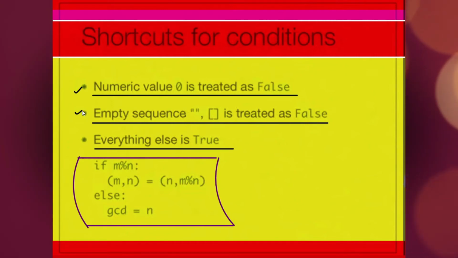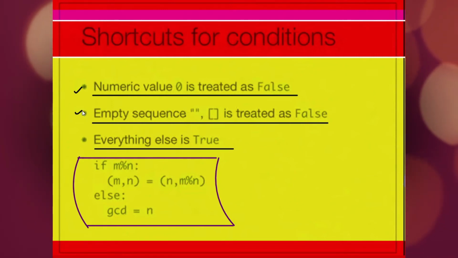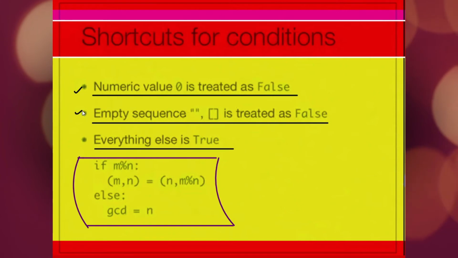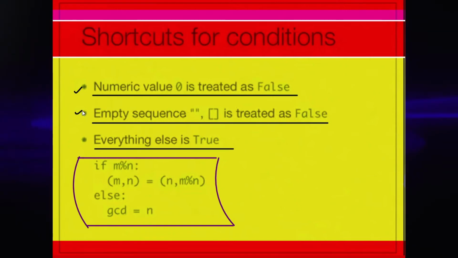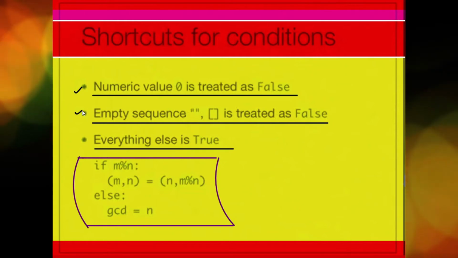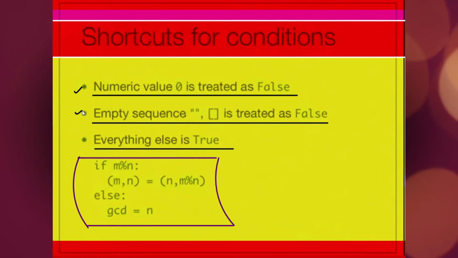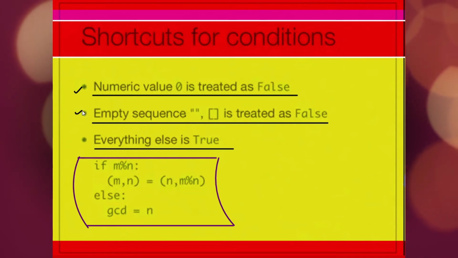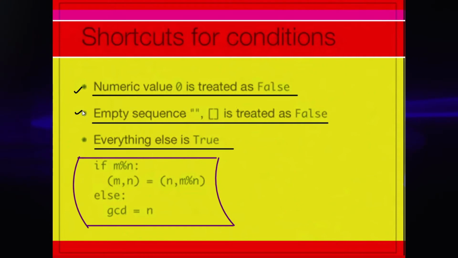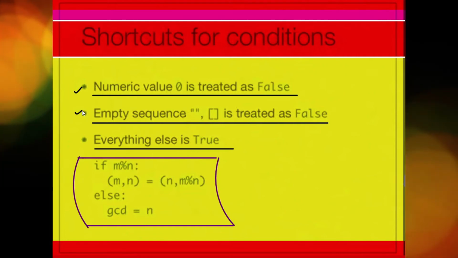Instead of m percentage n is not equals to 0, you can simply write if m percentage n, m comma n equals to n comma m percentage n, and in the else, you can simply write that if my if condition will not execute, just please give me GCD equals to n. Okay, whatsoever the n value is, just store it into GCD and print GCD. I hope you got this.